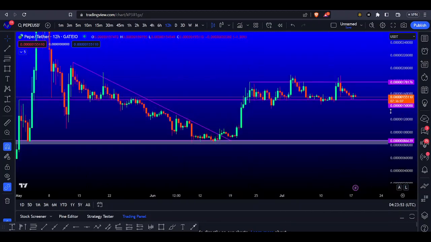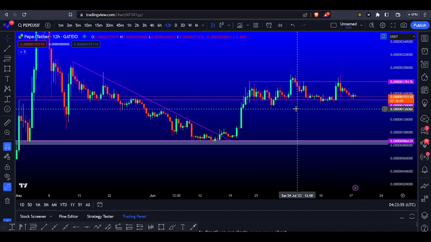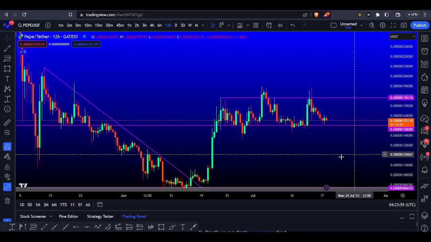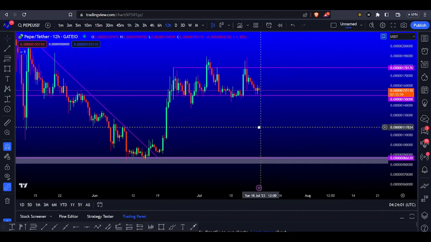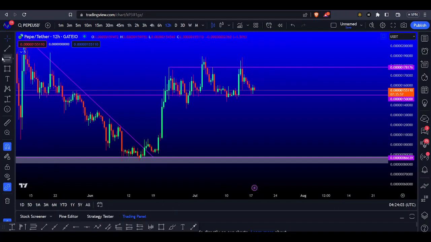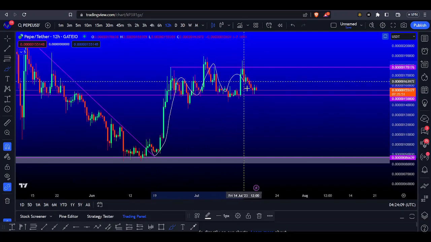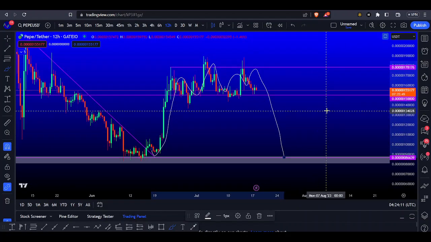this same support zone. Now, like they say, the more times support has been tapped, the weaker it gets. So I wouldn't be surprised to see this play out almost like a Bart Simpson pattern, right? You know, price goes up, chops, and then comes back down.